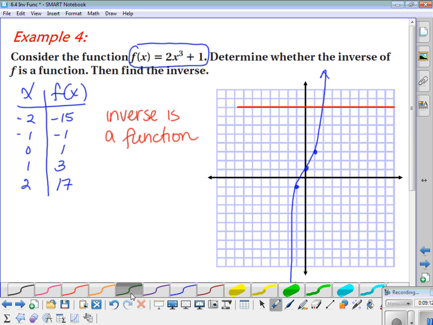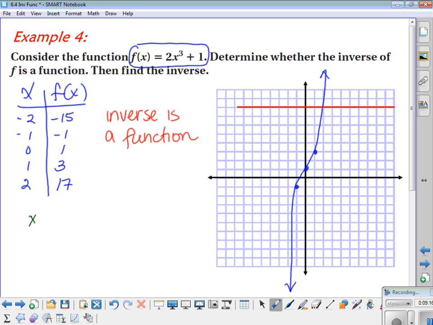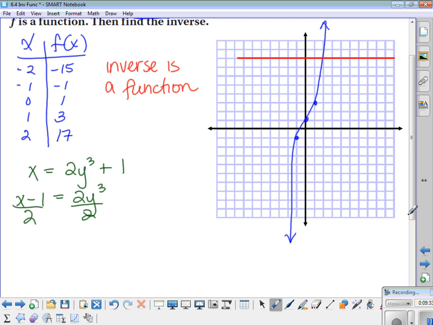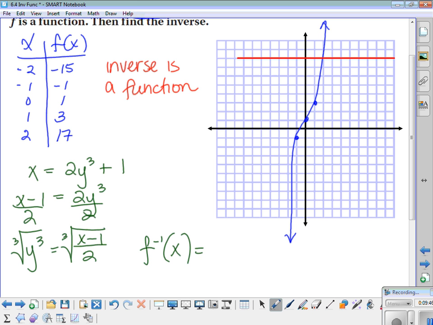So to find the inverse, I switch my x and y. So now I have x is equal to 2y cubed plus 1. To get the y alone, I subtract 1 from both sides, and I get x minus 1 equals 2y cubed. And then we divide by 2. So now I have y cubed is equal to x minus 1 over 2, and then I just have to take the cube root of both sides. And so the inverse is the cube root of x minus 1 all over 2.